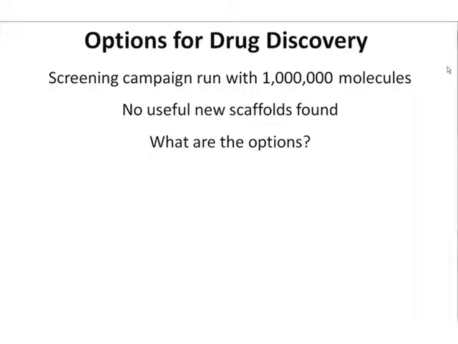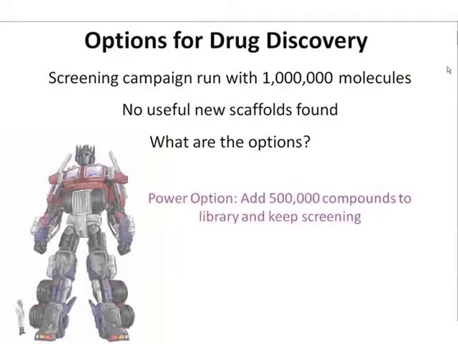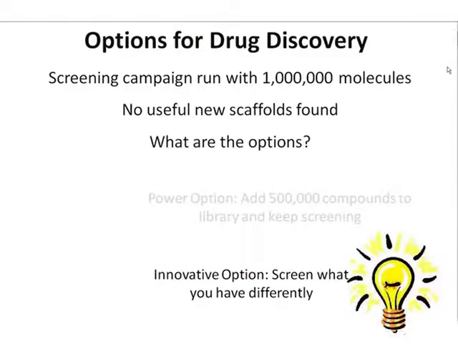What are the options? Option number 1 is just to keep going. Let's just keep adding compounds. We add 500,000 more compounds, and we keep screening. But more and more people are trying other options rather than option 2. Why don't we just rescreen what we have a different way?